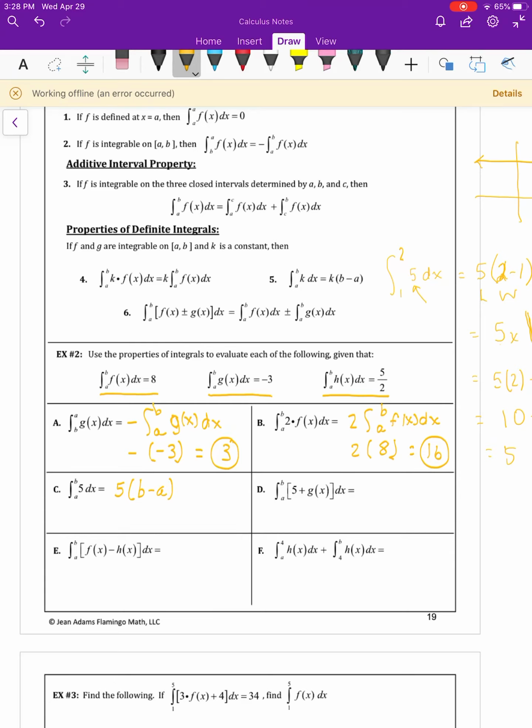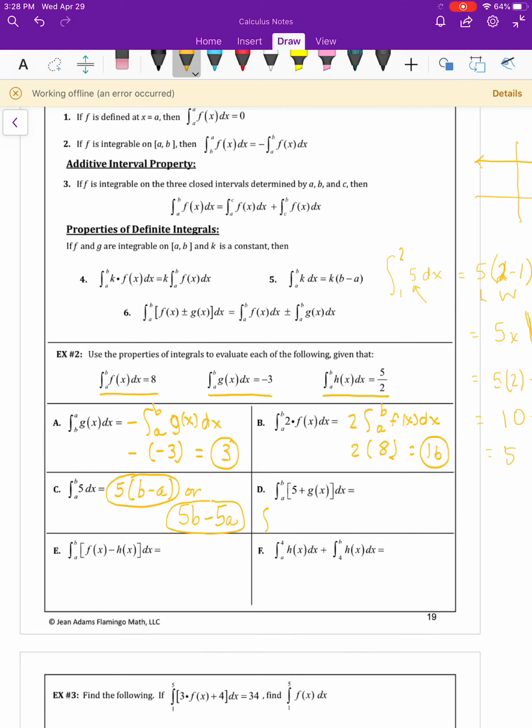The integral from a to b of 5 dx. Oops, that was the example that I gave you. So this is going to be 5 times the quantity b minus a. And if you want to simplify it to 5b minus 5a, that's fine also. Okay, so either this answer is fine or 5b minus 5a.